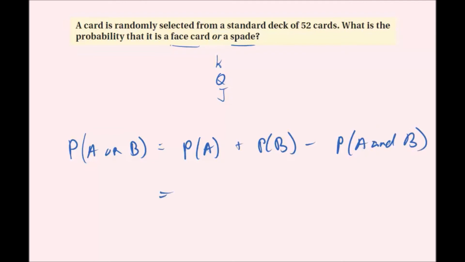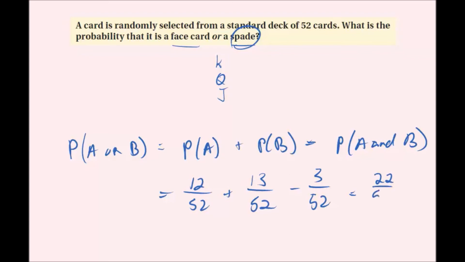So we'll say probability of A is that it's a face card. Like we said in the last example, there are 12 out of 52 face cards. Probability that it's a spade, that's 13 out of 52. There are 13 spades in the deck. Then we're going to subtract the probability that it's both, which is just king of spades, queen of spades, and jack of spades. So 3 over 52. Combine those, we get 25 minus 3, 22 over 52, 11 over 26. That's the probability that it's a face card or a spade.